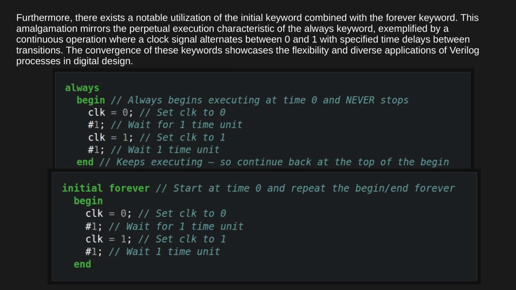Furthermore, there exists a notable utilization of the initial keyword combined with the forever keyword. This amalgamation mirrors the perpetual execution characteristic of the always keyword, exemplified by a continuous operation where a clock signal alternates between 0 and 1 with specified time delays between transitions. The convergence of these keywords showcases the flexibility and diverse applications of Verilog processes in digital design.